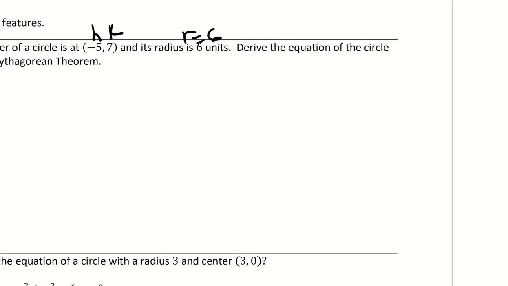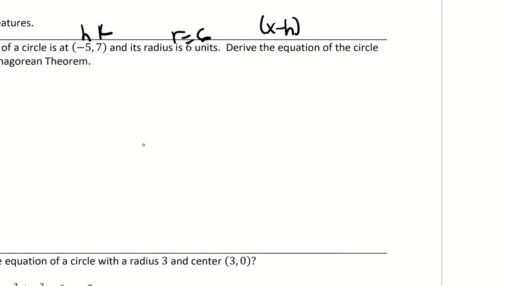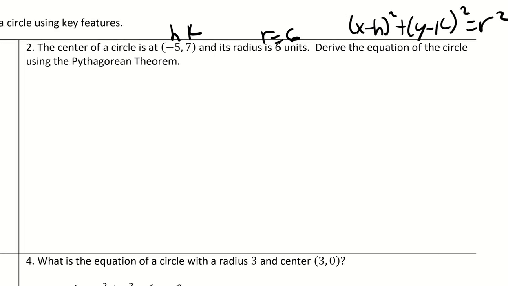Okay, so we know that the equation of the circle is x minus h squared plus y minus k squared equals r squared. So we're going to derive that or prove that using the Pythagorean theorem. So first off, if we have a circle with the center -5 and 7, let's actually do it.